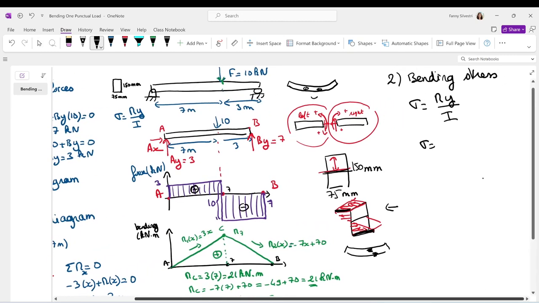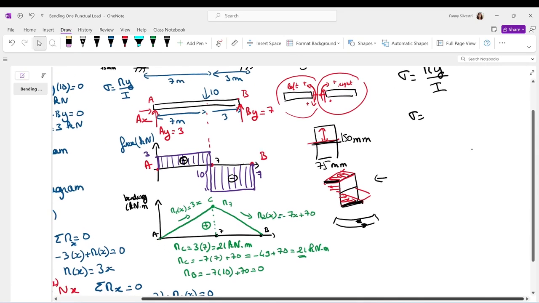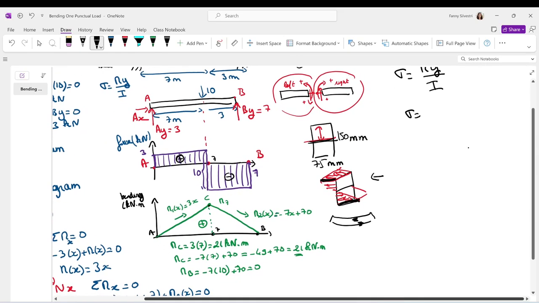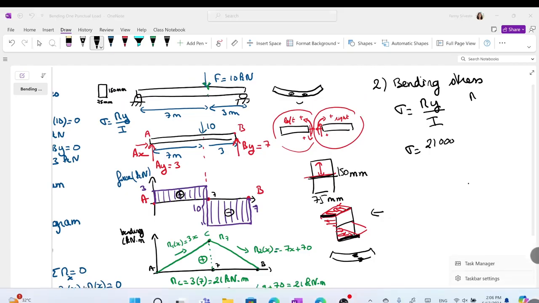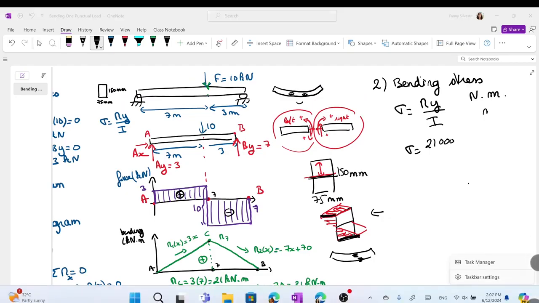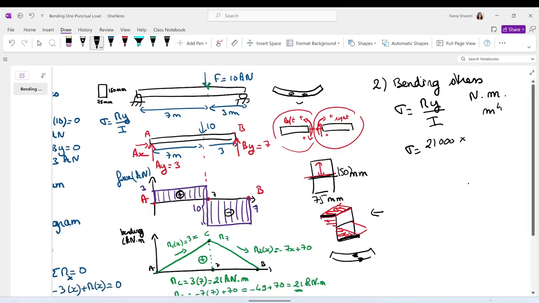So sigma equals the moment. We will use the maximum moment, and based on our graph, the maximum moment is at point C, and it's 21 kilonewton meter, so 21,000. That will give us Newton meter. So I will put everything in Newton, meter, meter to the fourth, okay? The y, that's this distance, 150 divided by 2, but in meter, so 0.15 divided by 2.